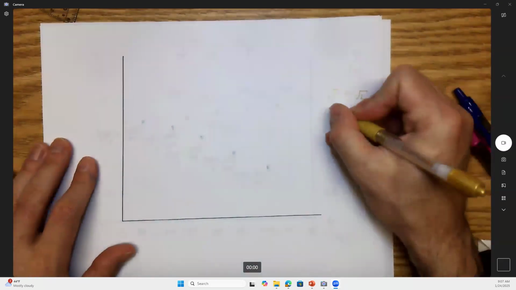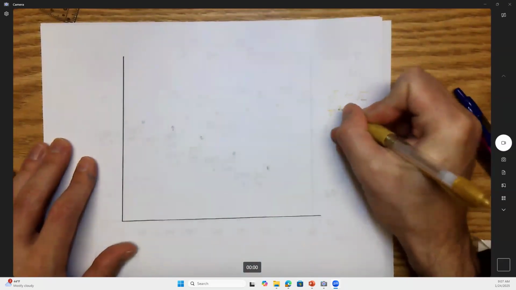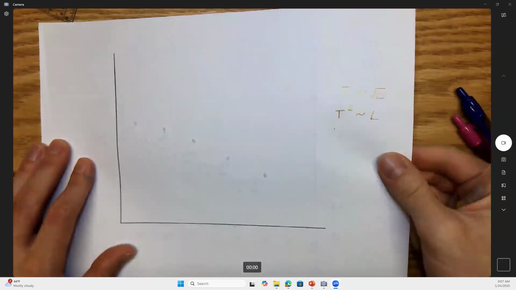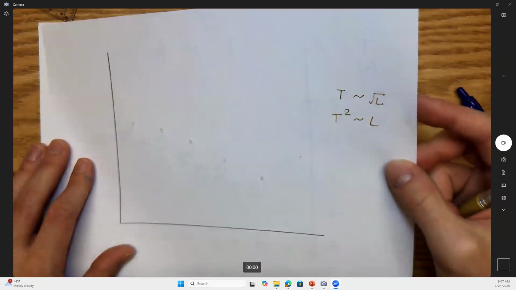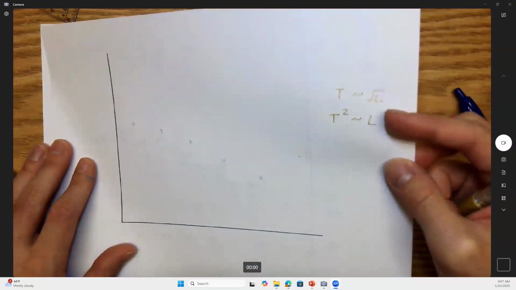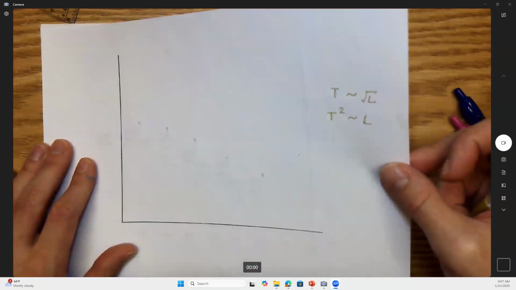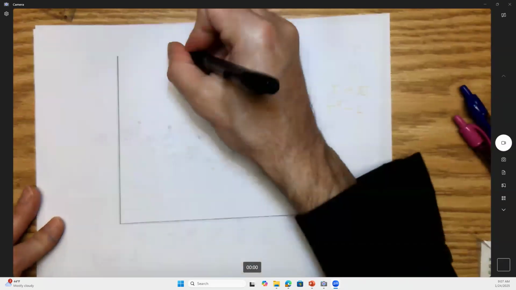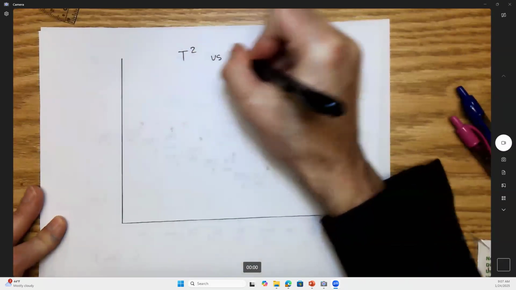But I want to try it this way. I want to do T squared proportional to L, because that would also be true. If one's true, the other is also true. Notice I'm saying proportional. Think of that kind of like an equal sign, but maybe I'm leaving off the gravity field and some other things. So that's what I'm going to graph. I'm going to do time period squared versus the length.